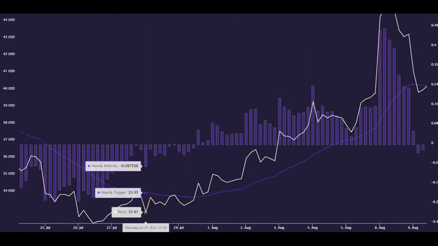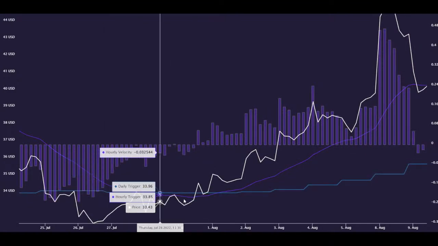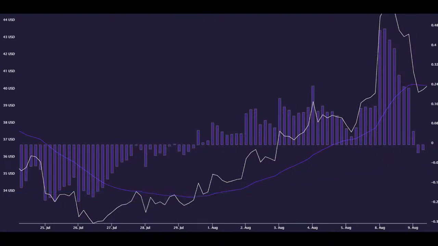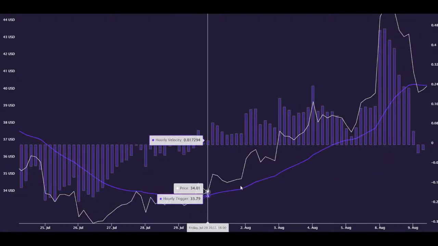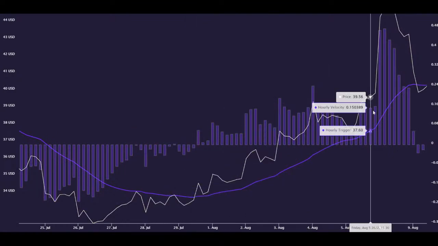When you have this setup forming, this bullish airplane forming, you wait till price pops back above the hourly trigger and the daily trigger. So you could enter at like 34 bucks, and then the hourly trigger is going to be your stop loss for the rest of the time. And you could see you would have been able to ride this entire move up.